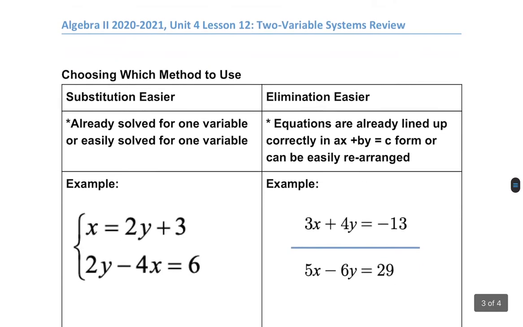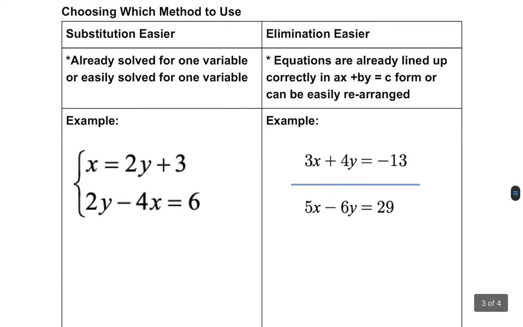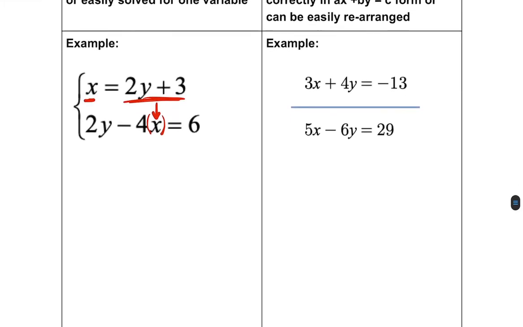Now, the last thing I want to leave you with is just an example of when elimination is easier versus when substitution is easier. Substitution is typically easier if you have already solved for a variable. So in this case, we already know that x is equal to, in this system of equations, 2y plus 3. So the fact that it's equal to x means I can take 2y plus 3 and plug it in for x in the second equation.